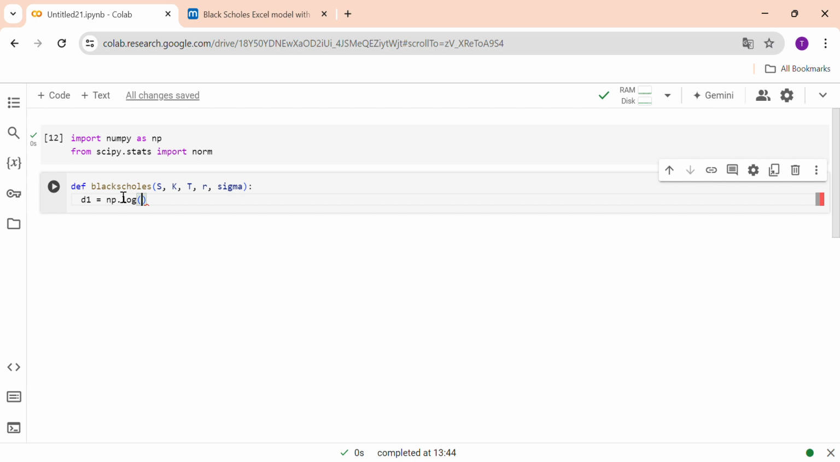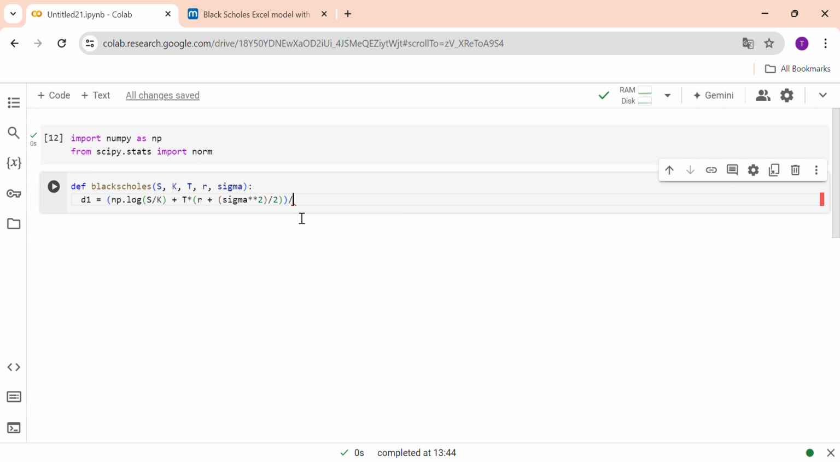So this one is np.log of S by K, plus T into R plus sigma square divided by 2, and this one is capital T, right? And then the whole term. So we have written the numerator term, so numerator divided by the denominator, which is sigma root T, right?